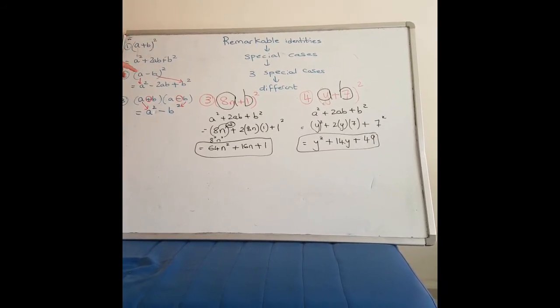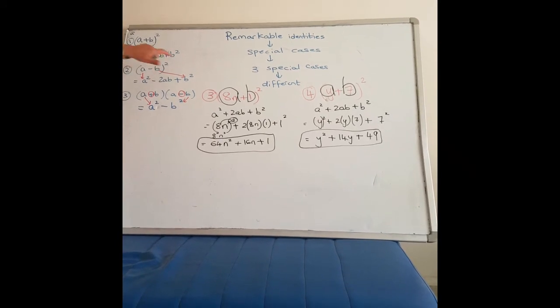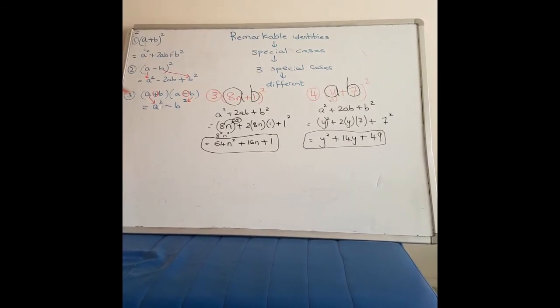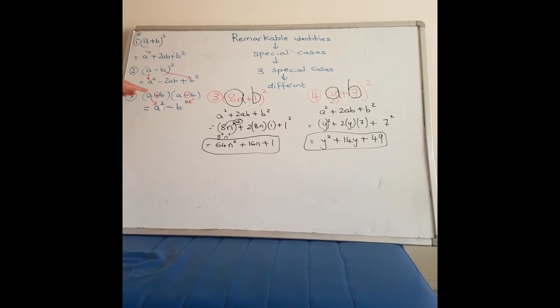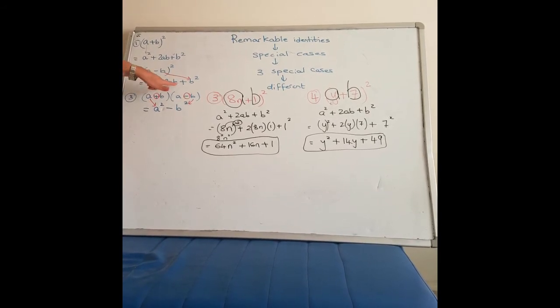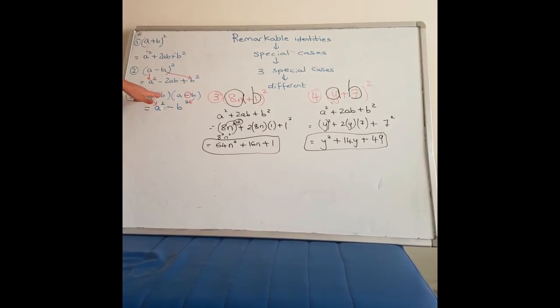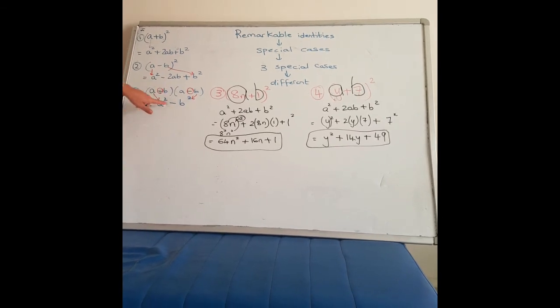A plus b to the second power gives me an a2 plus 2ab plus b2. I told you to forget about the signs. A minus b to the second power gives you an a2 minus 2ab plus b to the second. A plus b, a minus b gives you an a2 minus b2.